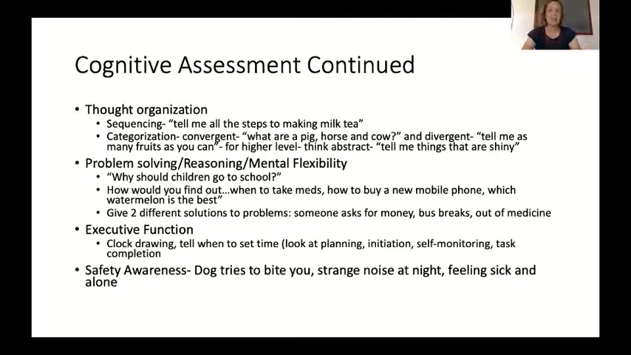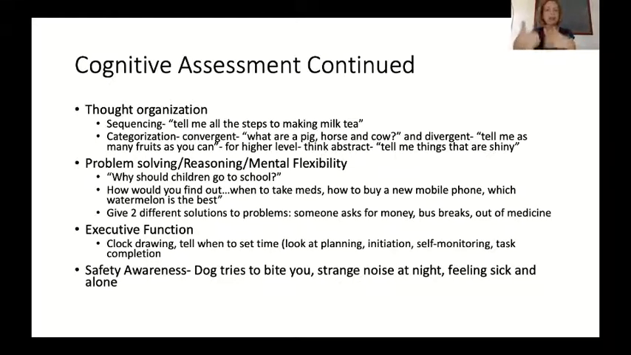Can you tell me how to make milk tea? What do I need to do first? Can they remember? First you get the pot, then you put in the milk and the water, if you do water, then you put in the chiapatti, then you put in the sugar, and if you want the spices, then you put that in. You let it boil, then you pour it through the strainer into your teacup.